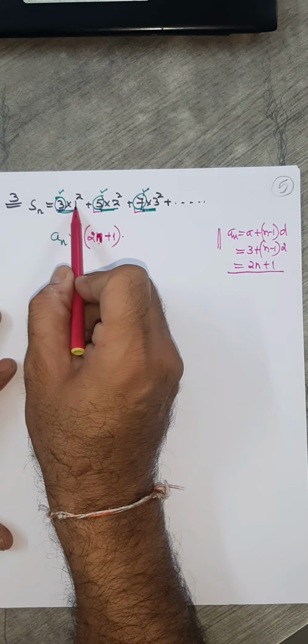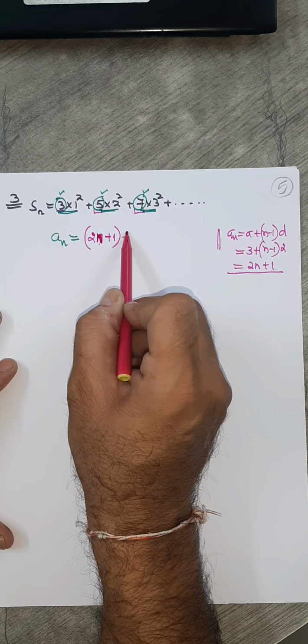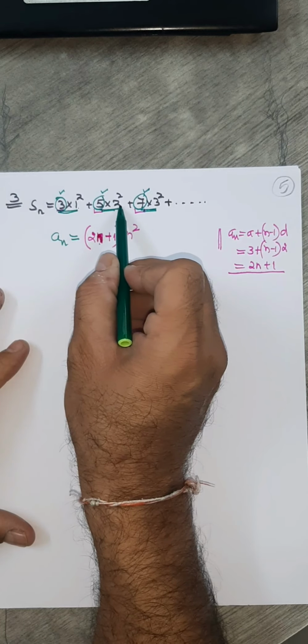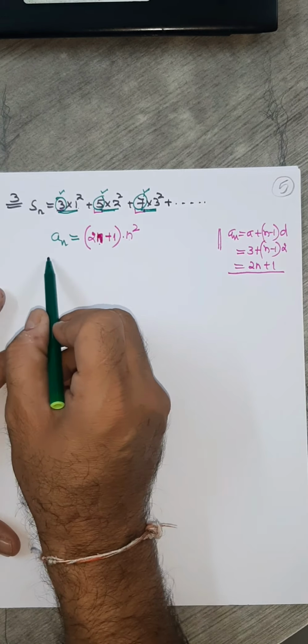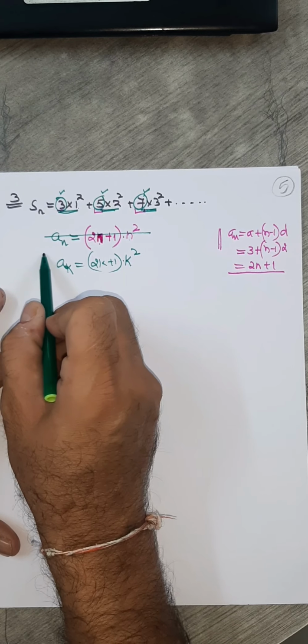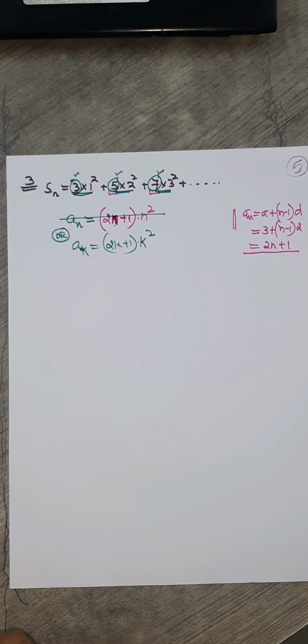Now, this is obvious. What is this? 1 square, 2 square, 3 square. So what should I write? N square. I hope this is clear to you. 1 square, 2 square, 3 square. So in the nth term it has to be n square. Or again I'm saying, if you don't want to write this, you can write ak, which is 2k plus 1 into k square. Got it? Whichever you write, both are correct. Don't worry about it. Fine.